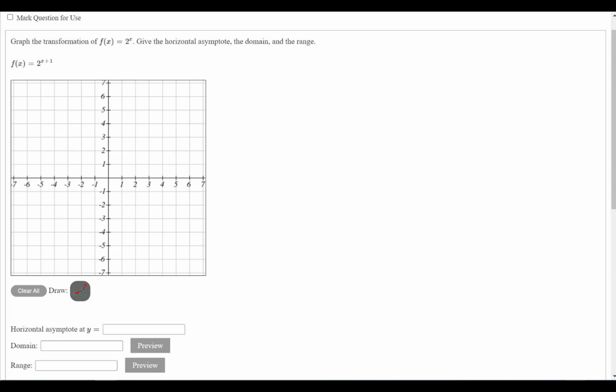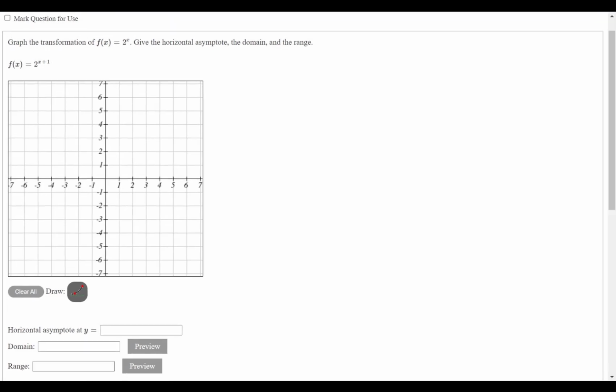First thing is to notice that whenever we have an exponential function of the form f of x equals some base, which in this case is 2, but that's fine, raised to the x minus h plus k, that h is a horizontal shift and k is a vertical shift.